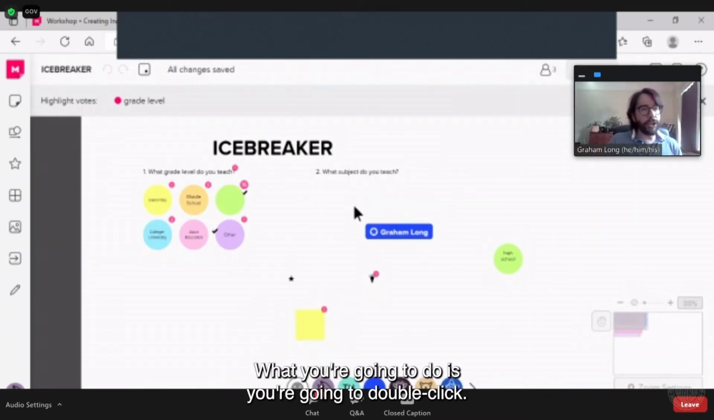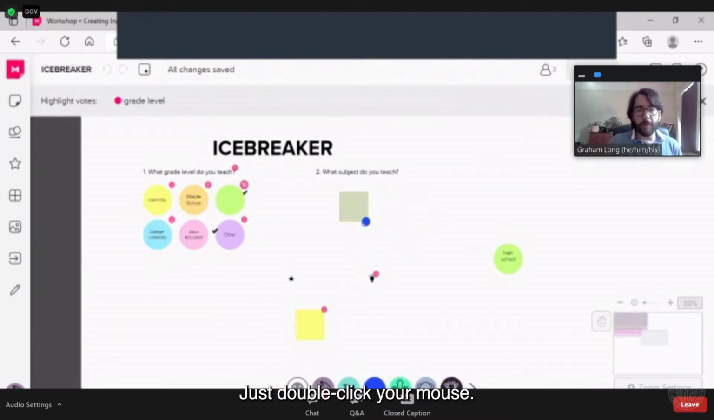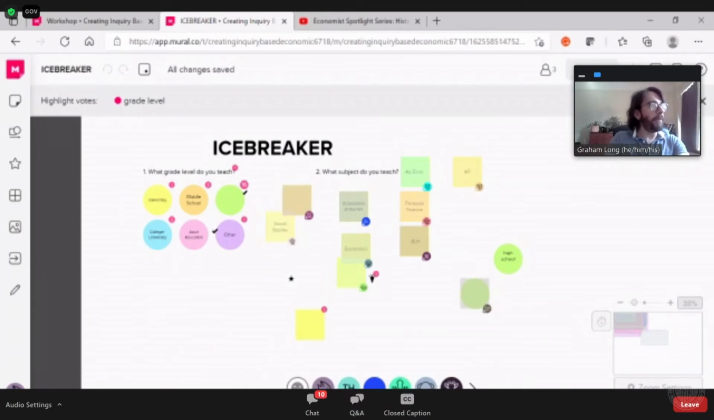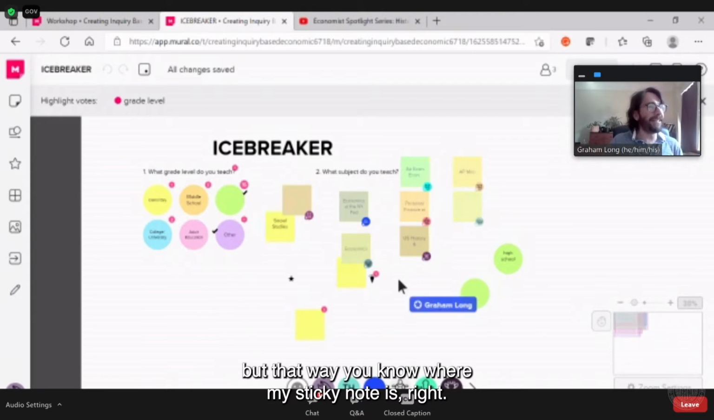What you're going to do is double click. Just double click your mouse, and a nice sticky note should pop up, and just start typing what it is you teach. So for example, I teach economics at the New York Fed. You don't have to include where you are, but that way you know where my sticky note is, right?